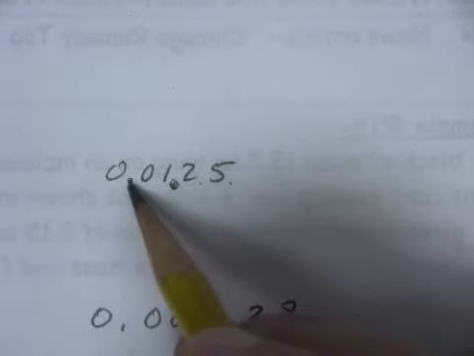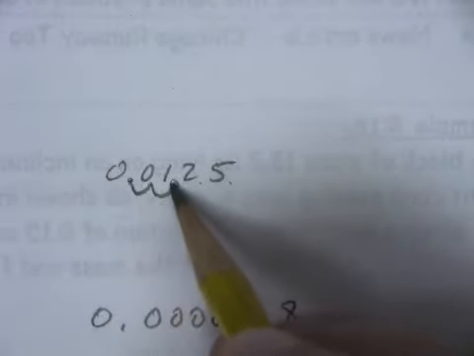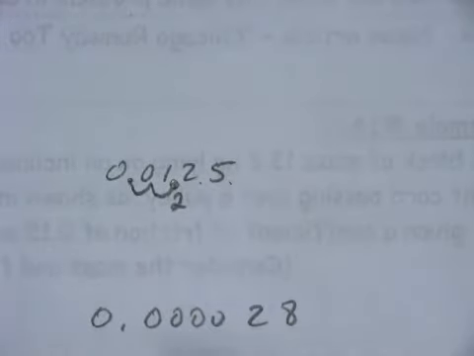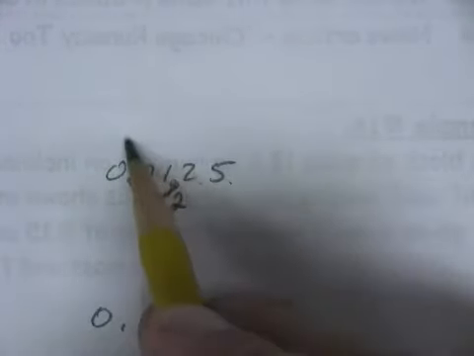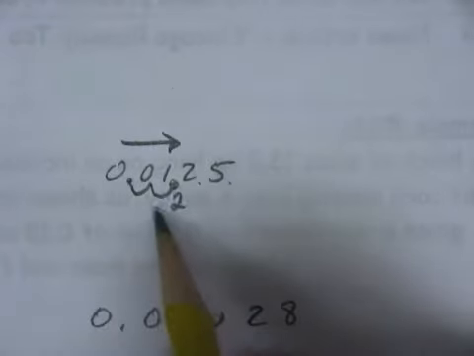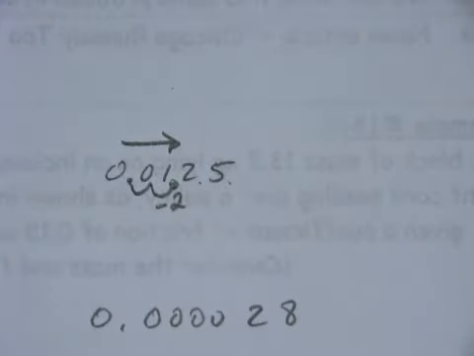All right, so how many places will I move it? Well, it was here. 1, 2. I moved it 2 places. Now notice, which way did I move it? I moved it to the right. If I moved it to the right, then my exponent is going to be negative.